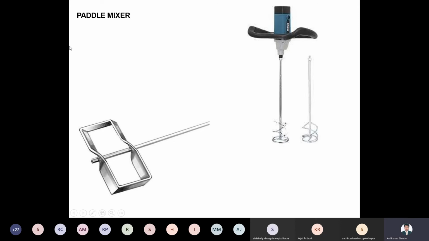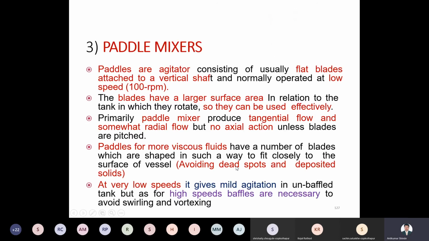Okay, so this is about the flow pattern. Then this is a different design of the paddle mixer. This is also one of the designs. Okay. Next, the paddle mixer.